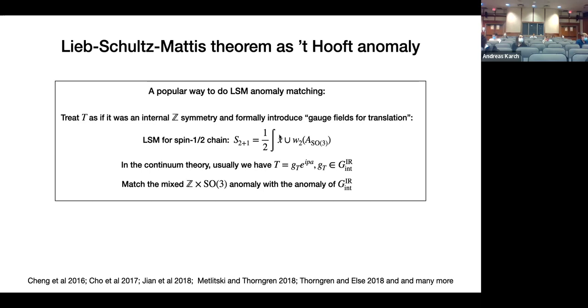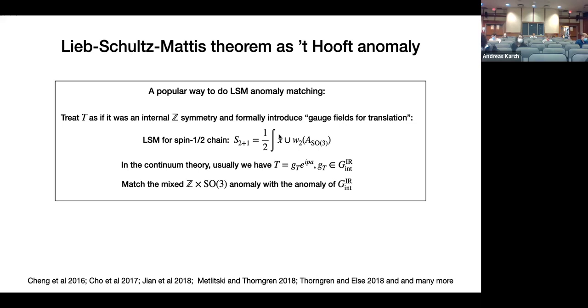And we can write this 2+1 action. Also, I said I don't want to talk about inflow. In this case, this is the 2+1 action for the anomaly. And it's written in terms of the gauge field of translation X, the cup product with the Stiefel-Whitney class of the SO3 background gauge field. And let's not ask what it means to have a gauge field for translation formally. This is believed to give the right physics.